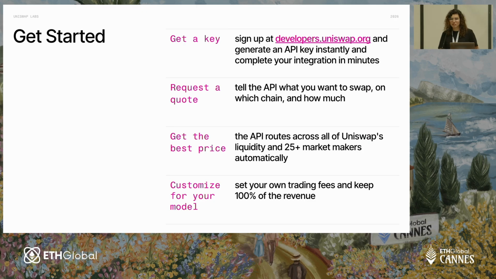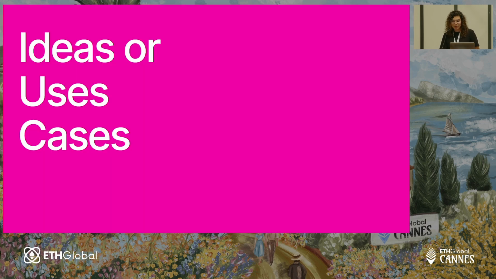The way it works is honestly real simple. You go to developers.uniswap.org, get your key instantly, and then the integration happens in real minutes. All you do is request the quote, get the best price, and then sign the transaction and customize your model for all of your users. Here you choose the rules, trading fees, etc. So it's all on you. How do you want to build all of this?